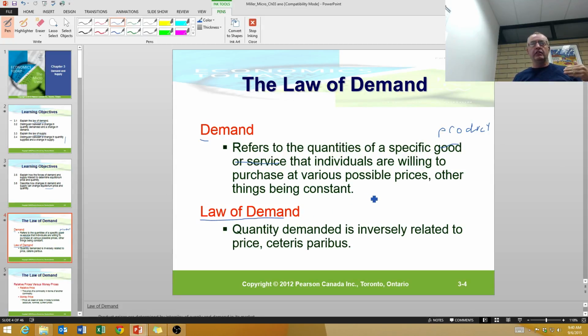And that simply states that the quantity demanded for a particular product is inversely related to price. So here's our quantity on the x-axis, here's our price on the y-axis, and we can see if the price is high, we want a relatively small quantity of goods, and if the price declines to P2, then the quantity demanded increases. So there's an inverse relationship between price and quantity.